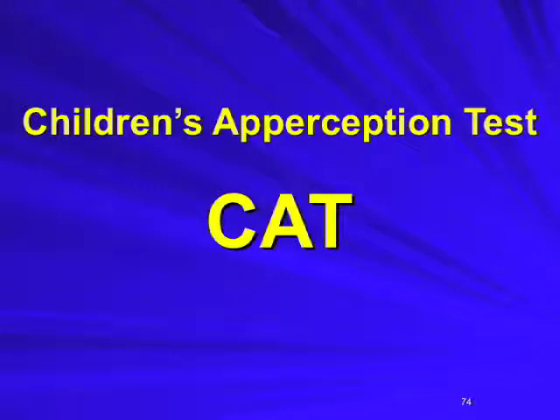Let's look a little deeper into the children's apperception test, this use of animal figures as in the two plates we've just seen. The children's apperception test, or the CAT, believed to be useful for describing personality or aspects of emotional disturbance in kids ages 3 to 10 years.